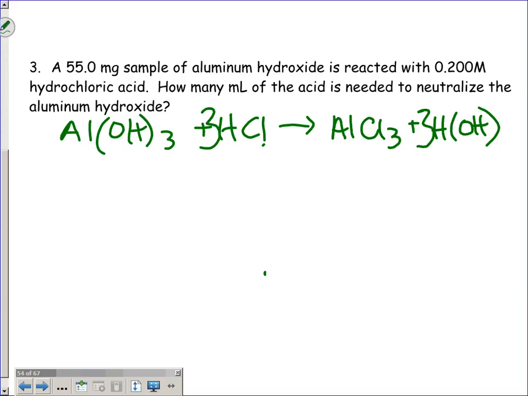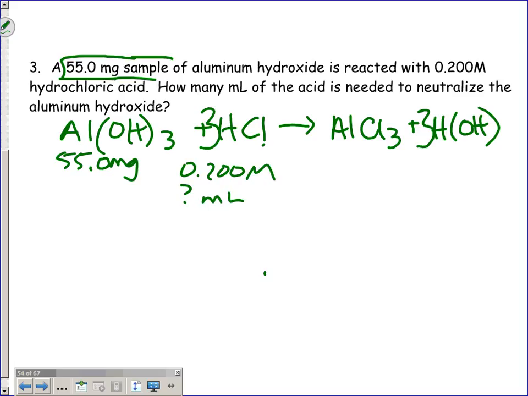That's pretty glaringly obvious. Then we see that we have 55 milligrams of aluminum hydroxide, and then we have 0.2 molar HCl. And it says how many milliliters of the acid is needed to neutralize the aluminum hydroxide. We haven't started like this yet, right? Which one are we analyzing? The acid or the base?